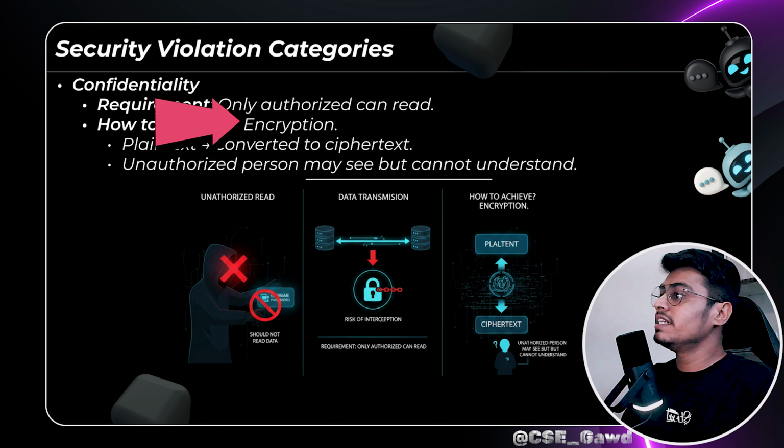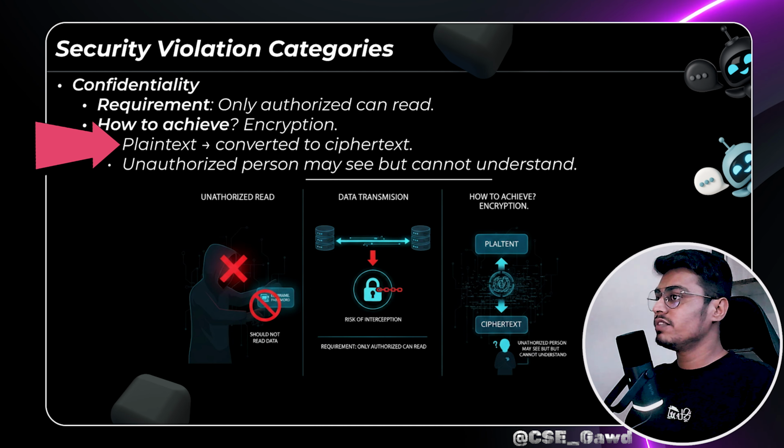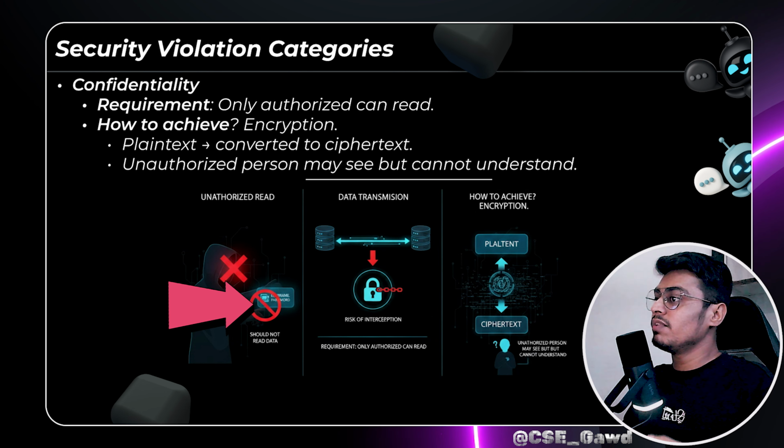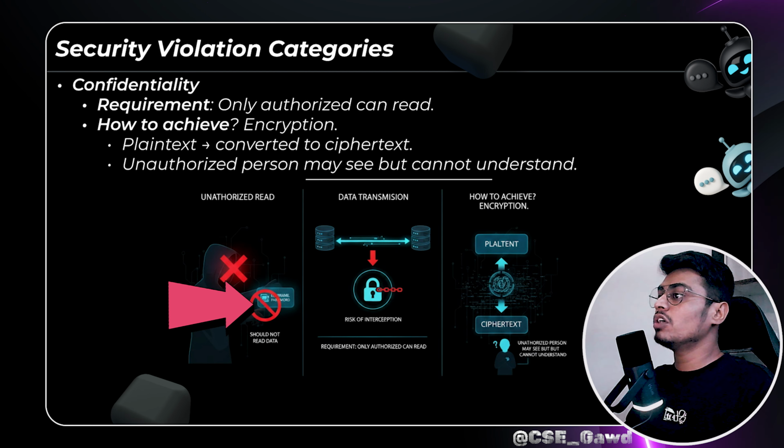With encryption we convert plain text, the data which we are seeing, to ciphertext, so that if any person will see that data, he can see it but will not be able to understand it, because that is not our actual original data. We have converted it and given it in some other form.